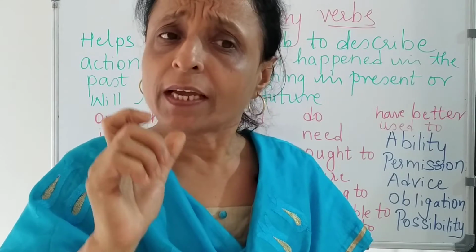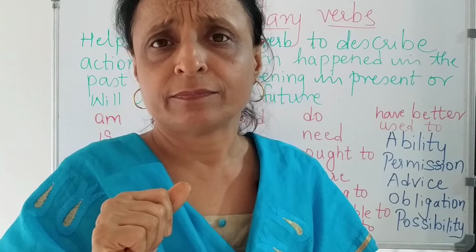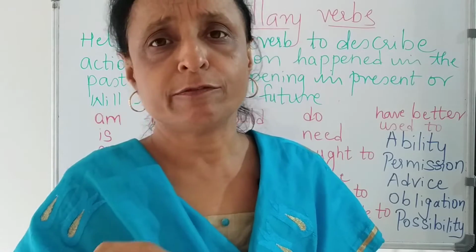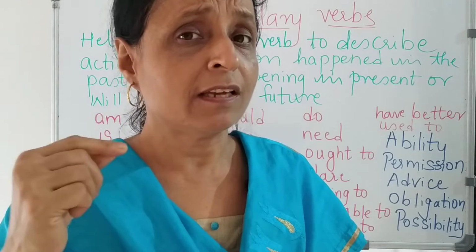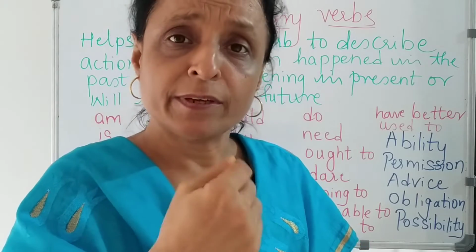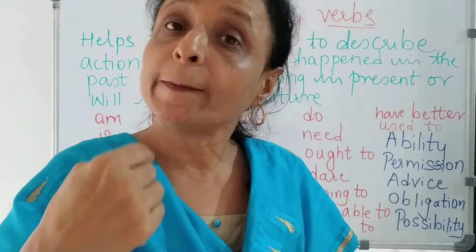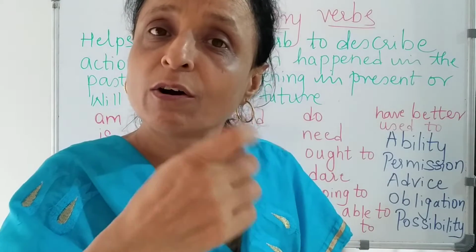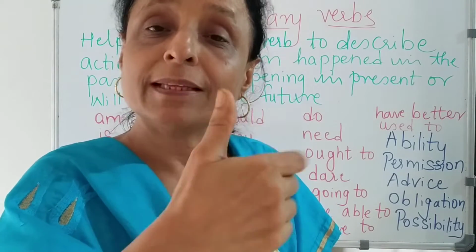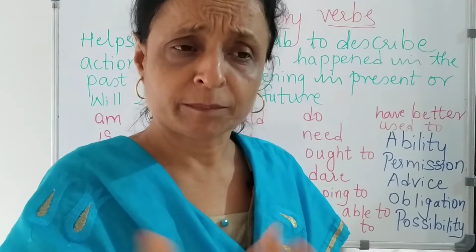Now, active to passive. When you convert the sentence from active to passive, then this auxiliary verb is used. The cat killed the rat. The rat was killed by the cat. So that auxiliary verb is used in the passive sentence.